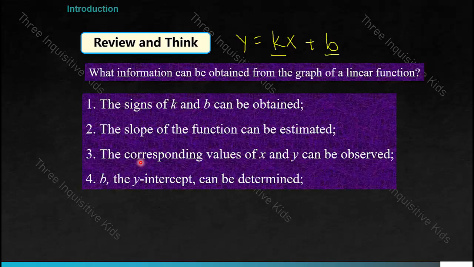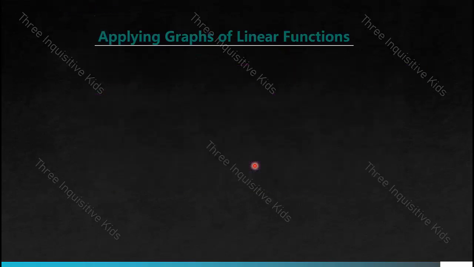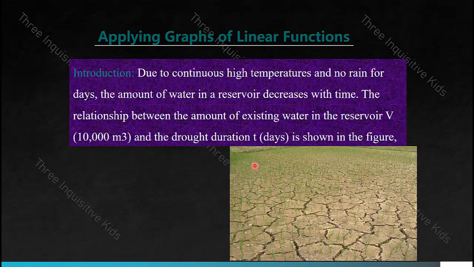You can find the corresponding values of x and y. If you trace your finger along the graph, any point that your finger stops at will have both an x value and a y value, an x coordinate and a y coordinate. Those two coordinates are a coordinate pair. Now we're going to get started in applying graphs of linear functions.